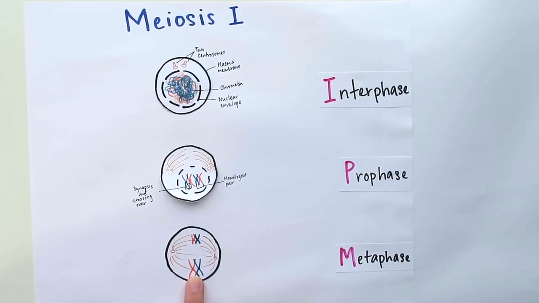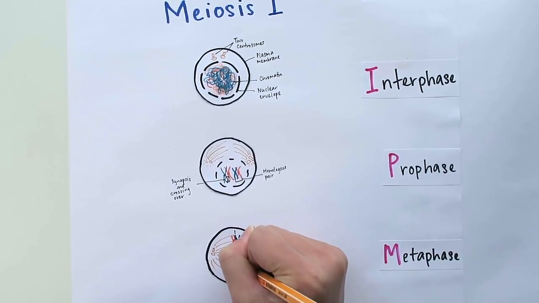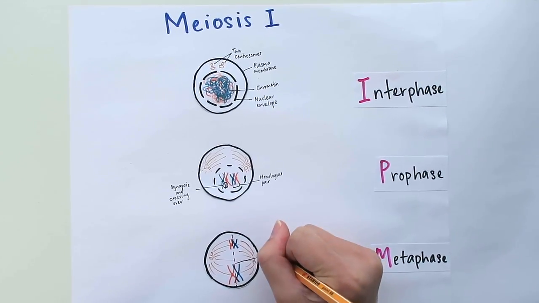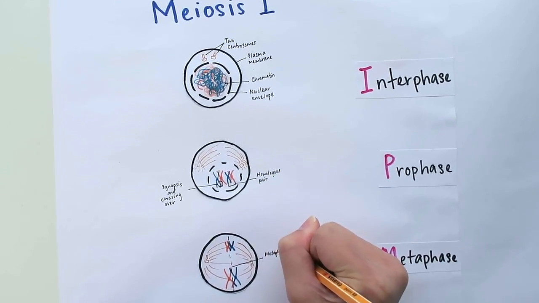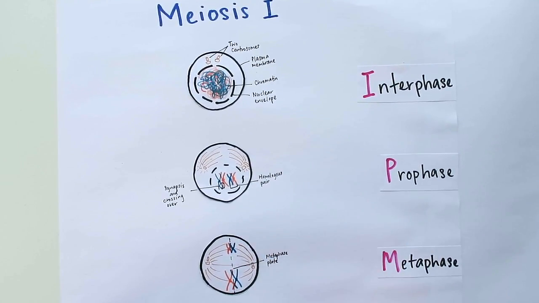Metaphase 1. The homologous chromosomes line up at the equator of the cell rather than sister chromatids as shown previously in mitosis. This orientation is completely random and is independently assorted, creating a larger genetic variation.